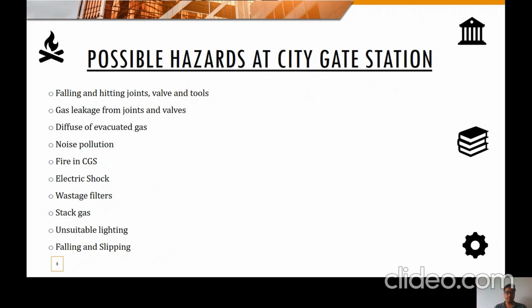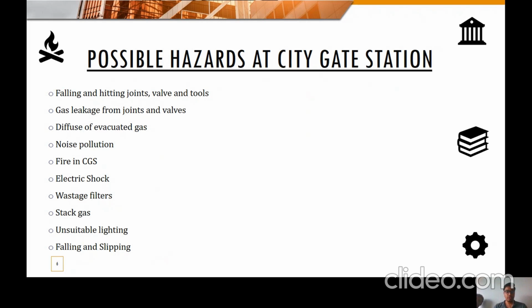Electrical shock. Misuse or poorly maintained equipment is typically the start of the electrical hazards. The risk increases when the worker uses the equipment in a wet environment. Cutting down gas station electrical risks is difficult but not impossible. Waste filters, stack gas, unsuitable lighting, falling, and slipping.